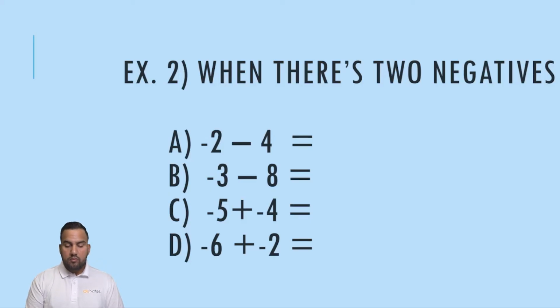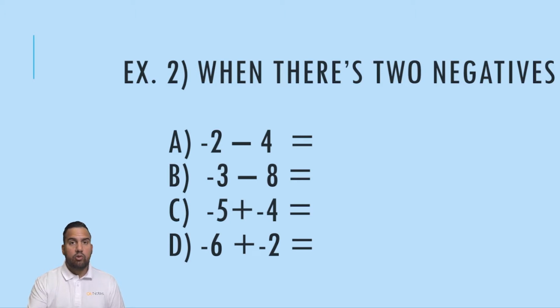Next one. We're still going to do these together. If you want to try one on your own, go for it. But you're going to notice there's 2 negatives in the problem. So let's go ahead and do it. First one, how many negatives do you see? You see a -2 and a -4. So that's 2 negatives. So what do I do when there's 2 negatives? Go back to the rules. You have to add. 2 negatives always represent addition.